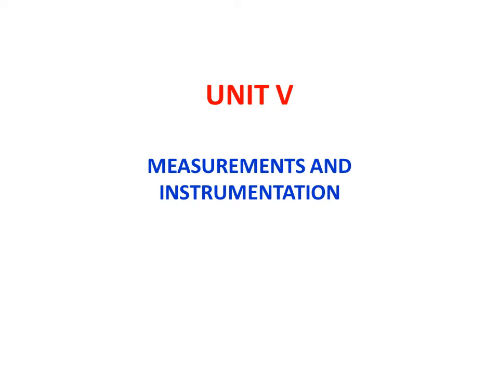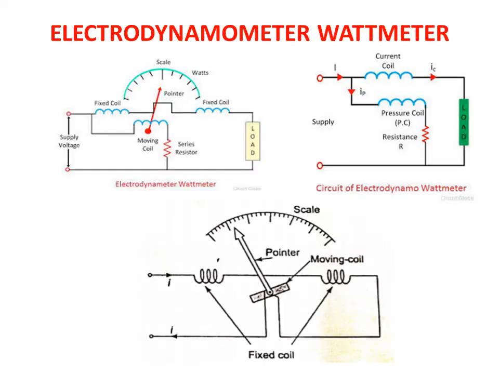Dear students, now in Unit 5, we are going to see another topic called the electrodynamometer type. So far, we have seen permanent magnet moving coil and moving iron instruments. This is the third instrument, called the electrodynamometer type.